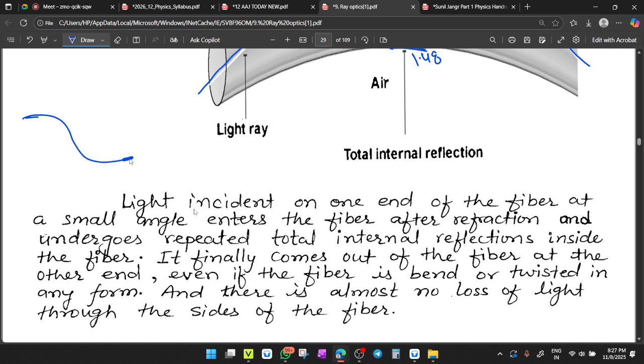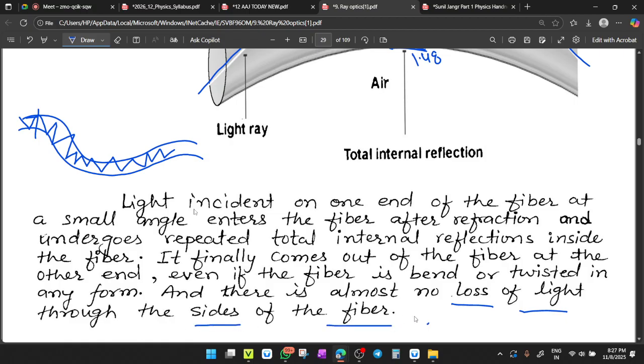Why? Even if the fiber is twisted or bent, this reflection takes place at a very small area, so there is no impact of twisting or bending it. These cables are very durable. Even if the fiber is bent or twisted, there is almost no loss of light through the sides of the fiber. Clear?